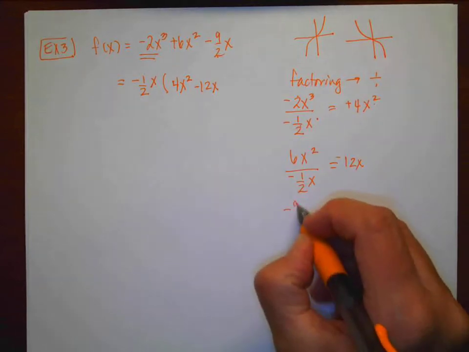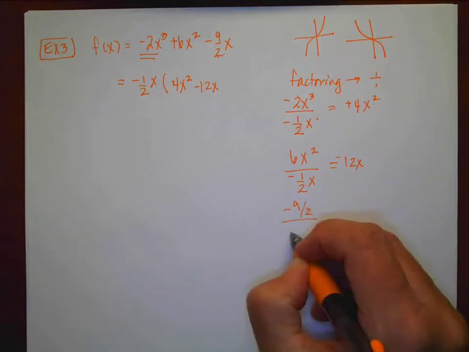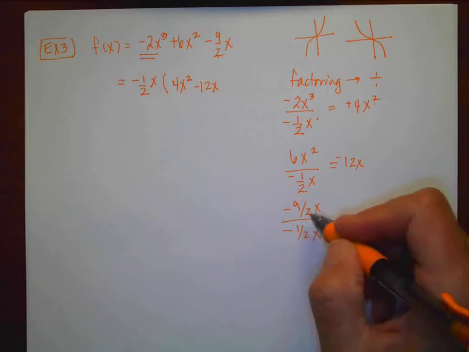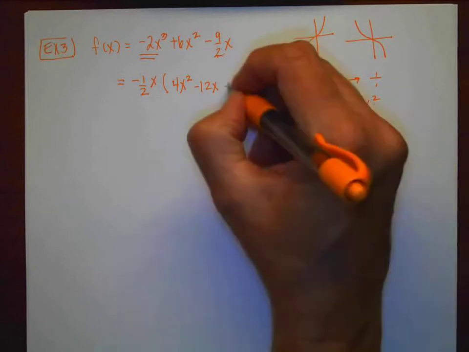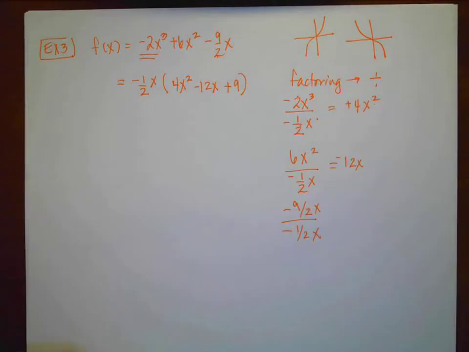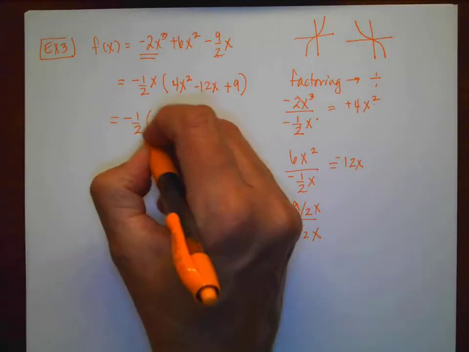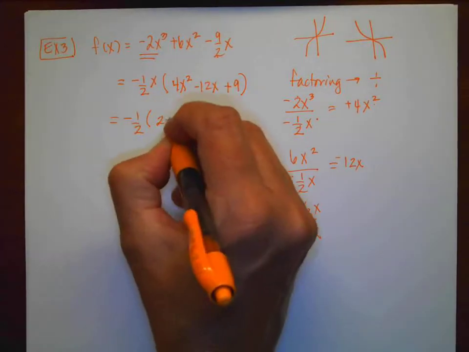And then the last one, if I have a negative 9/2 and I take out a negative 1/2 x, the 2's are going to cancel, and I'm going to get a positive 9. So that one's just a little bit tricky with the factoring. This one I'm going to leave alone.